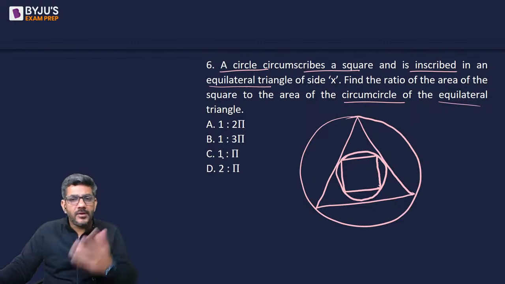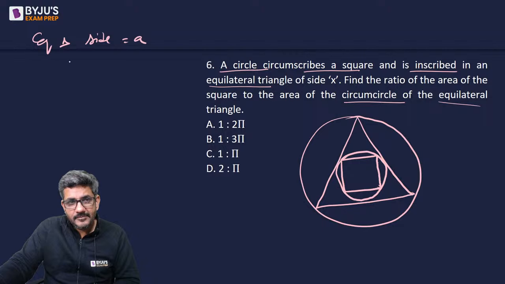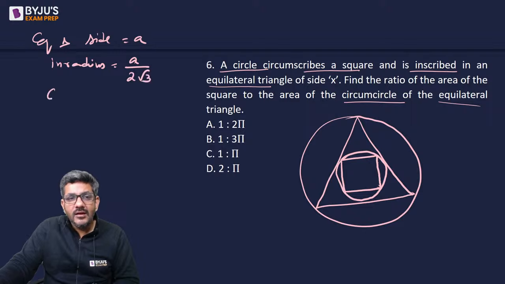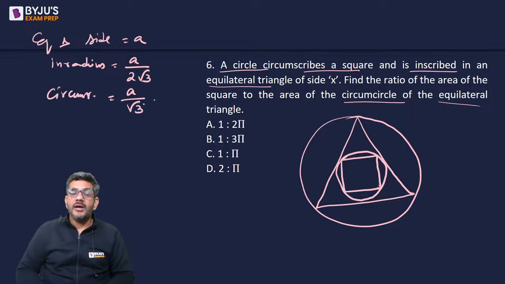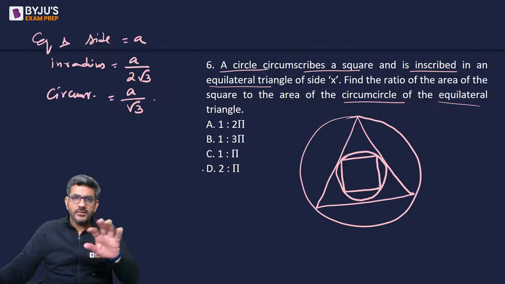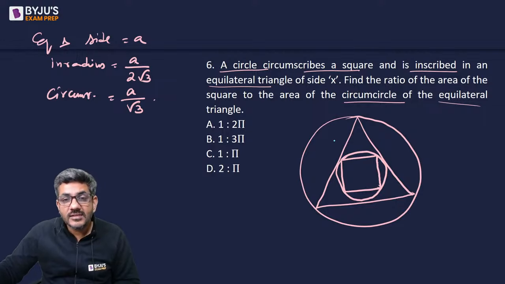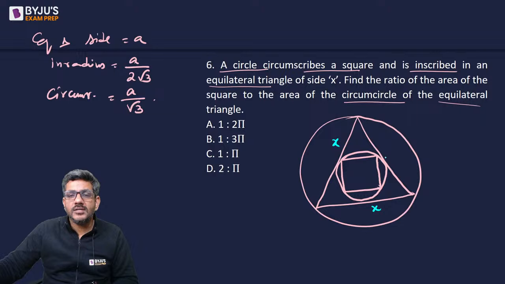There are two simple formulas which are being used over here. For an equilateral triangle with side A, inradius is equal to A divided by 2 root 3, and circumradius is equal to A divided by root 3. These are the two radii which are there. How do we use this? The side of the equilateral triangle is given to us as x.